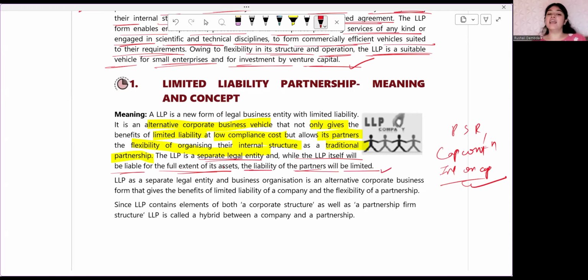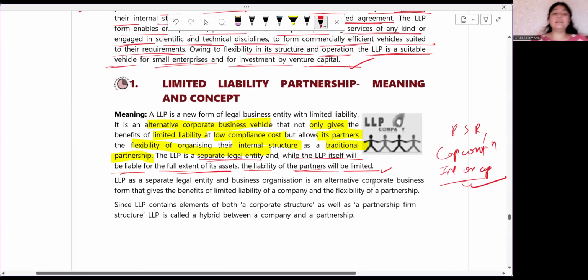Now, if the LLP is a separate legal entity, it is not the same as the partner. It is a distinct entity. Assets of the entity are the entity's assets. They are not assets of the partners. Liabilities of the LLP are the LLP's liabilities. They will not be the liability of the partners. Therefore, only to the extent of the capital not contributed by them, the partners will have limited liability.